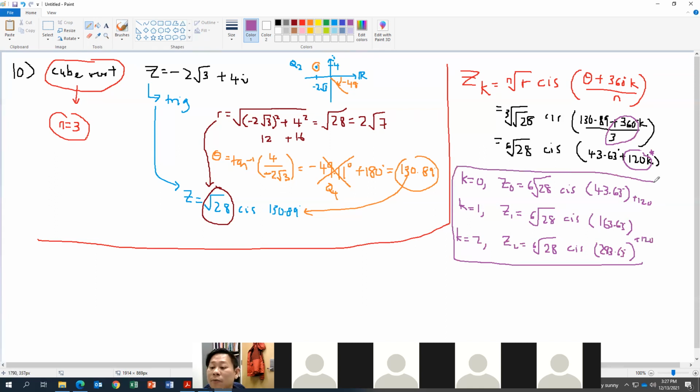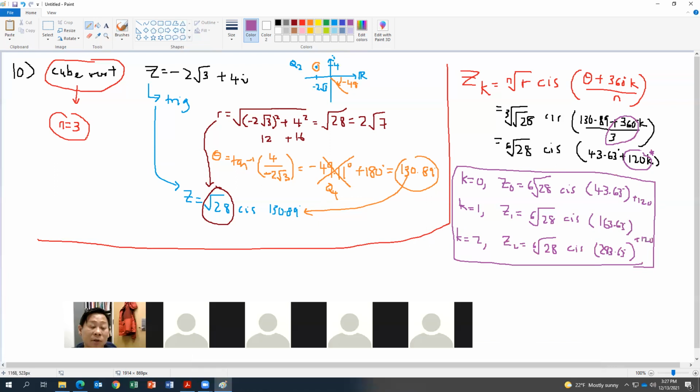So if you want to find the cube root, you will have 3 answers. That's why you start with 0, 1, and 2. If you're asking for the 4th root, you will have 4 answers. You put k is 0, 1, 2, 3, and so on. So this is how we do the last question, question 10.